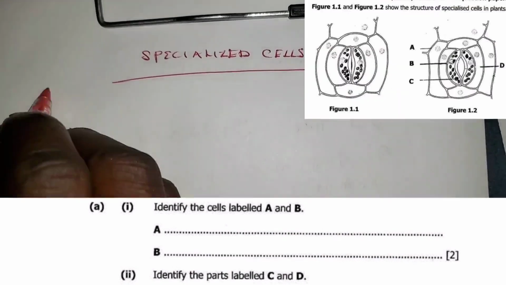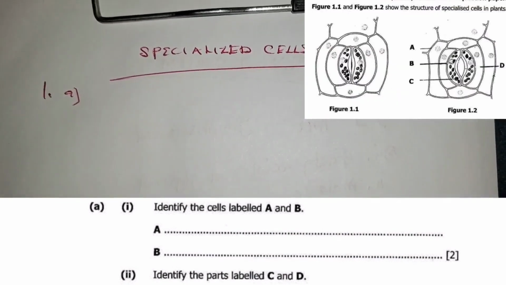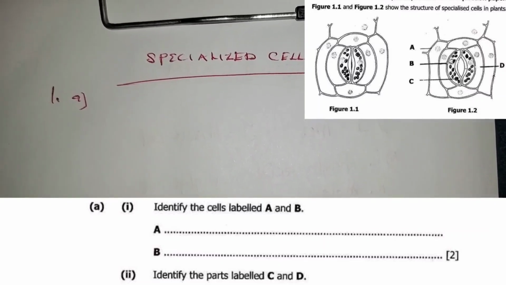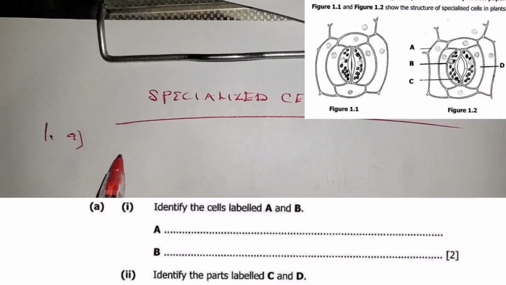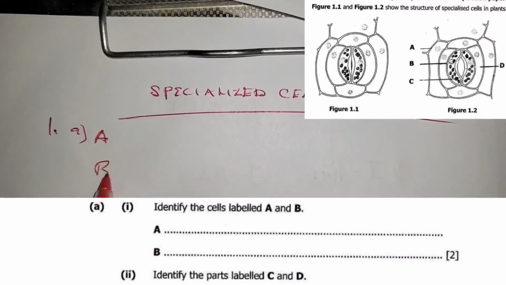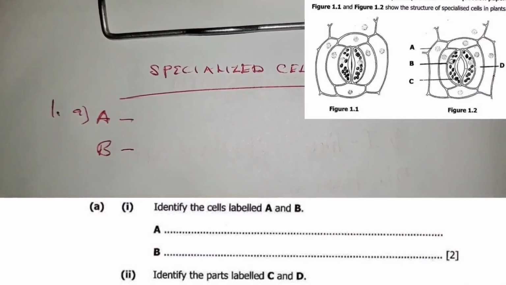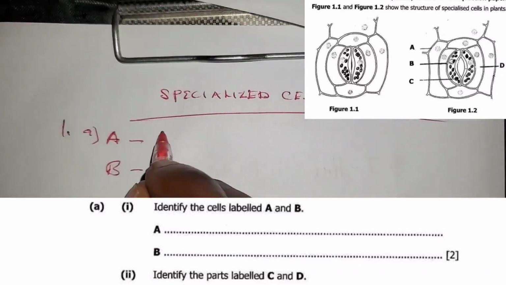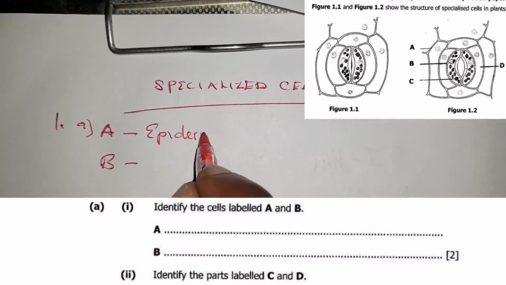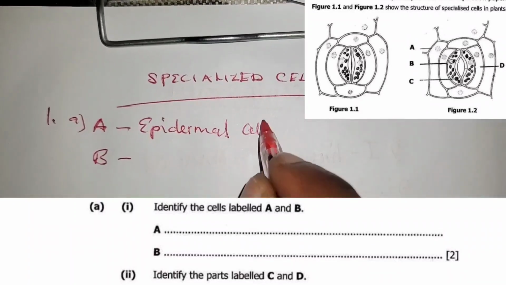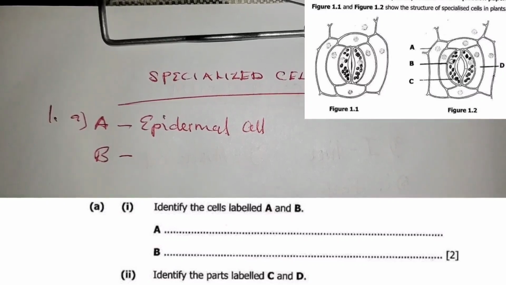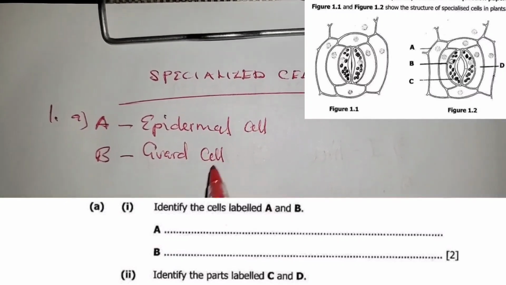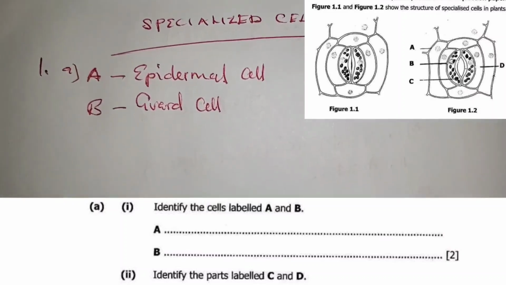Let's go to the question, which is question 1a. They're saying identify the cells labeled A and B. Okay? So A, look at where they're pointing. Those are epidermal cells. Then B is pointing to the guard cells. So B are guard what? Guard cells. Also B is a guard cell.